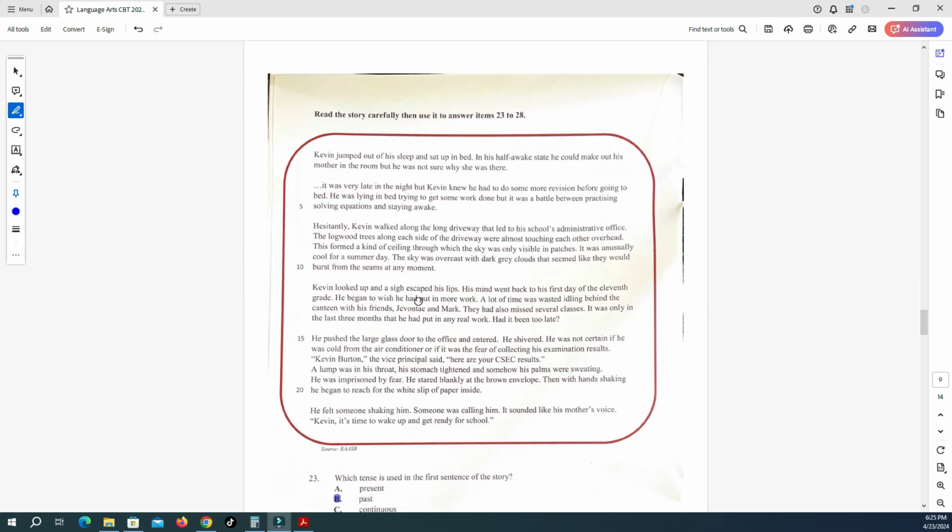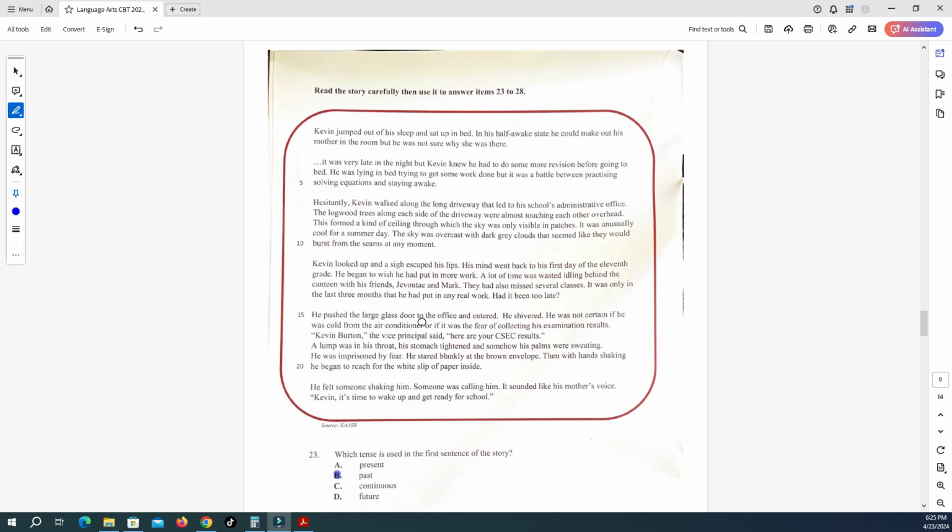Kevin looked up and a sigh escaped his lips. His mind went back to his first day of the 11th grade. He began to wish he had put in more work. A lot of time wasted idling behind the canteen with his friends, Javante and Mark. They had also missed several classes. It was only in the last 3 months that he had put in any real work. Had it been too late?